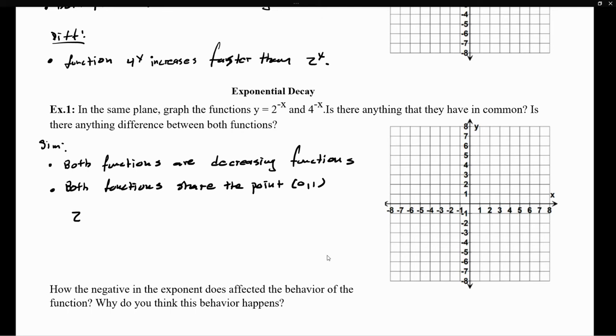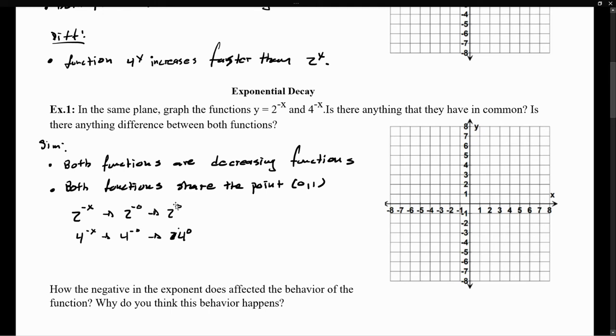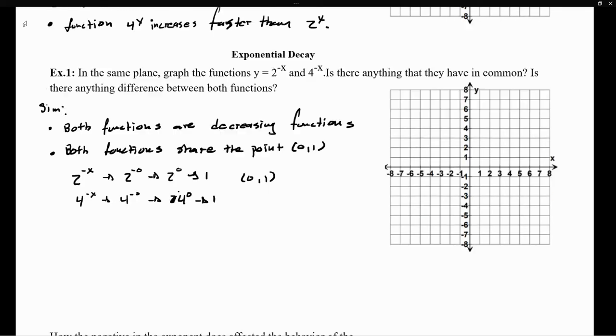Well, if we take a look at 2 to the negative x and 4 to the negative x, if we substitute the value of x for 0, we still get 2 to the negative 0, 4 to the negative 0, and it just doesn't make sense for us to call it negative 0. So now this becomes 2 to the 0 and 4 to the 0. And any value raised to a 0 exponent is always going to be 1. So now this just becomes 1, regardless. So they still have the point 0, 1 in common. So that takes care of the similarities. Since they have a negative exponent, now they are decreasing, but they still share the point 0, 1.